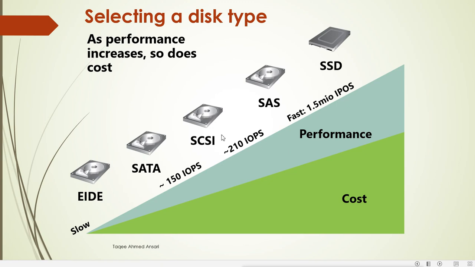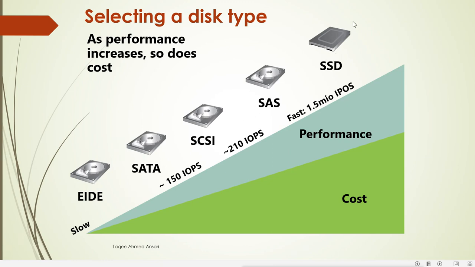Then we have SAS. This is the latest one after SCSI. It is faster than SCSI also, but it is also more expensive than SCSI. Again, now we have SSDs. These SSDs are, we can say, the fastest among all these previous types of hard disks. It is the fastest one, but again it is more expensive than all the other hard disks.